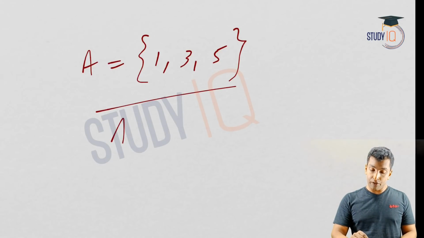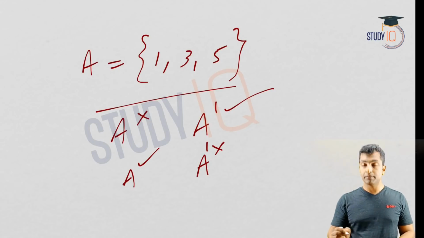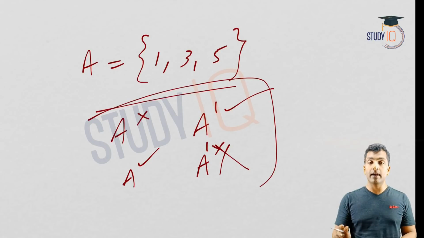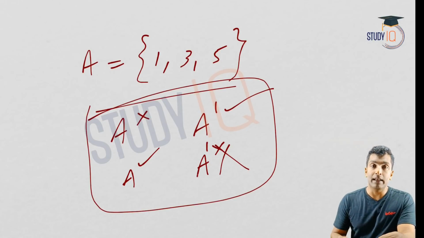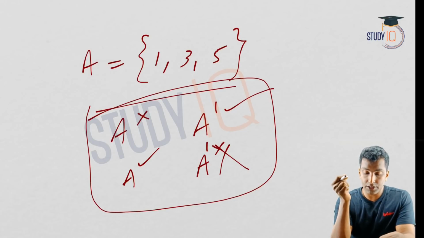If A is not there, A complement is there. If A is there, A complement will not be there. So that's how you need to interpret. Either A or A complement will happen. I hope you understood these concepts.